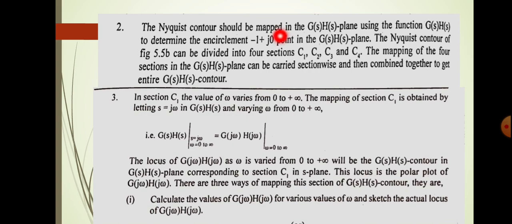That means in order to predict the stability, we have to know the encirclement of the function with the point minus 1 plus 0j. So, that is why we are mapping the S plane contour into the g of s into h of s plane. And also we have to determine the encirclement of the minus 1 plus 0j point in the g of s into h of s plane.